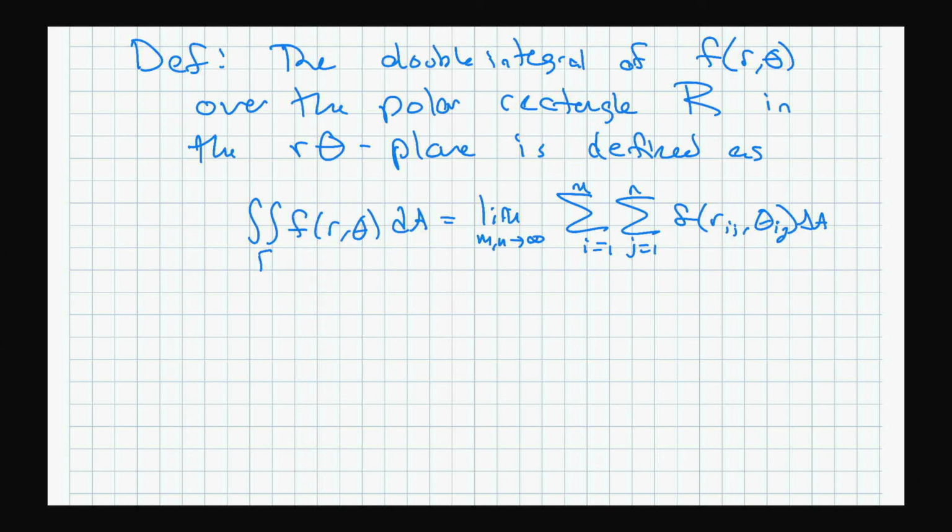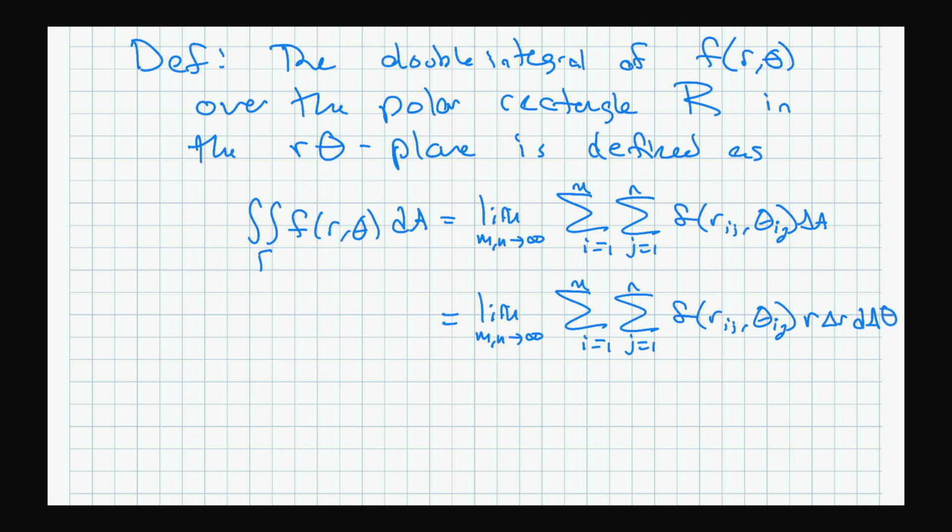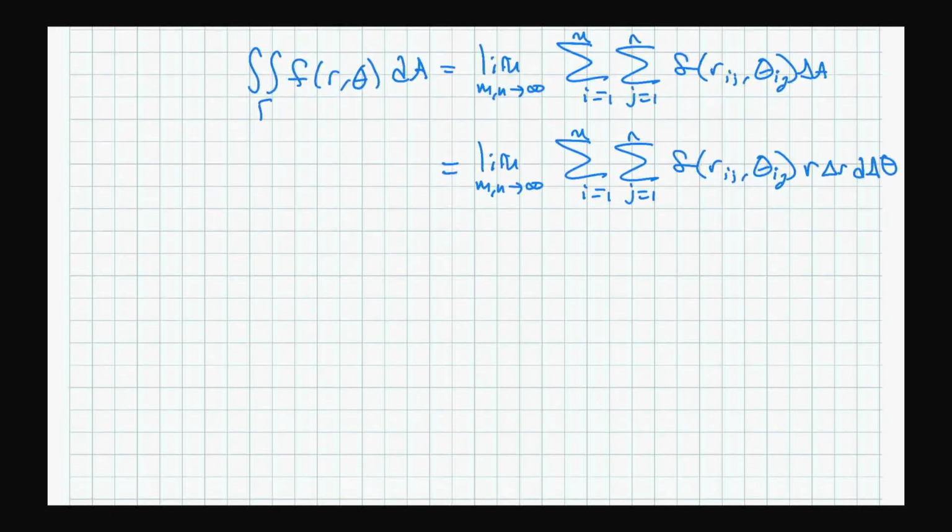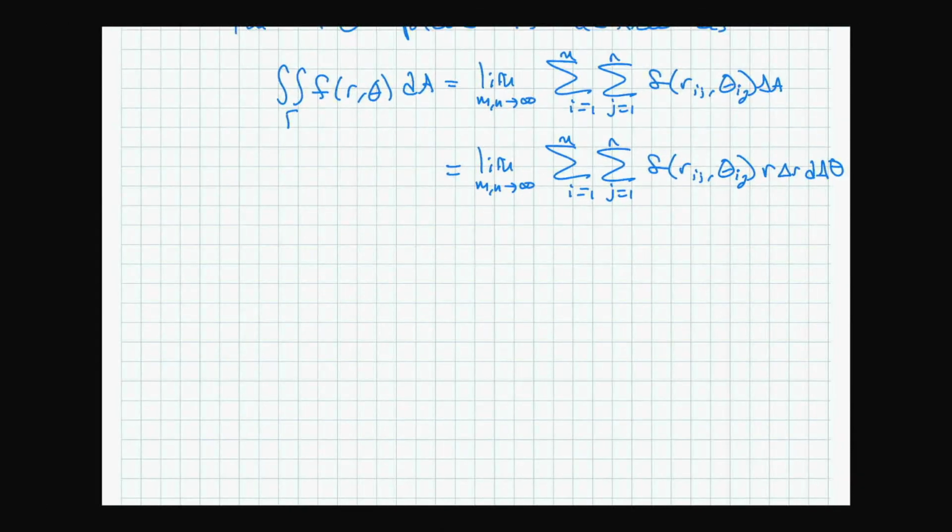And then they rewrite the same thing, but they replace the dA with what it is. So this is their definition. I'm just writing it down for completeness here. And then the delta A is r delta r delta theta. Okay. So let's actually do something now.